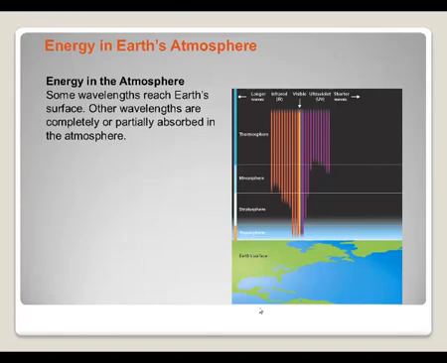Also, ultraviolet radiation is absorbed in the mesosphere. Part of the thermosphere absorbs it as well. And then there's almost little to none that makes it all the way through the stratosphere. Also notice that visible light makes it through all the layers of the atmosphere.